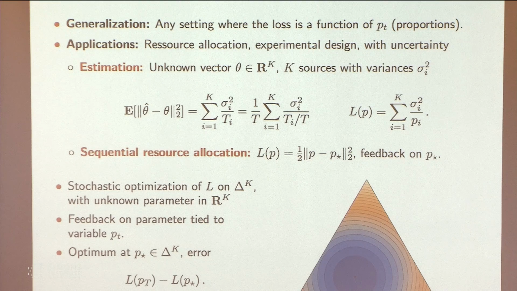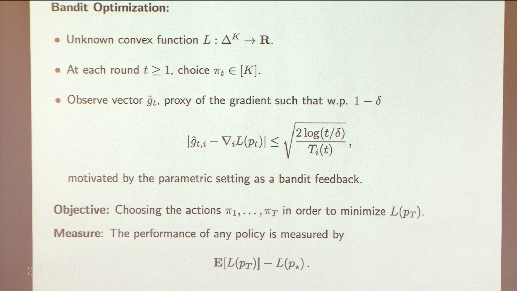Okay, so to formalize all of this, now that I've given a bit of motivation, the problem is that you have an unknown convex function L on the simplex. At each round, you must choose one action, and only one. And at each round, you observe a vector gt, which is a proxy of the gradient. The idea is that the ith coefficient of gt is going to be an estimate of the ith coefficient of the gradient, with a precision that depends on the number of times that you've played the action i so far. This is this capital Ti of t.